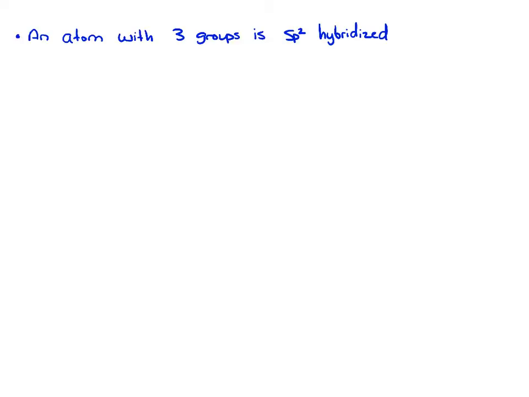Okay, next, if you have an atom with 3 groups, it's going to be sp2 hybridized. And what we know about sp2 hybridization is that they have trigonal planar geometries and 120-degree bond angles. So let's look at a couple of examples for this.